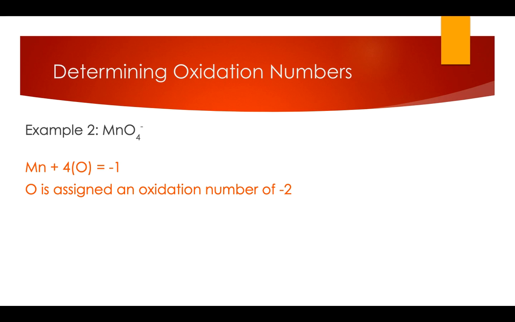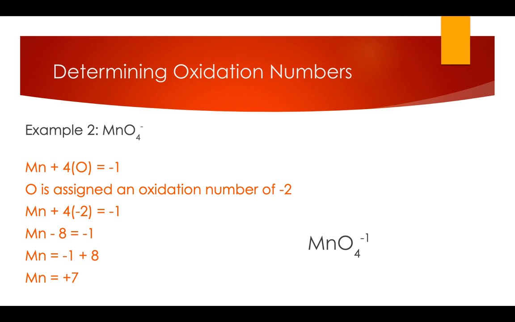Oxygen's assigned an oxidation number of -2, so we can put that information in. So Mn plus 4 -2s has to equal -1, right? So Mn minus 8 has to equal -1. Move the 8 over and add it, and we figure out that Mn has got to be +7 in order for this to work out. So here's the ion, MnO4 -1. The manganese has an oxidation number of +7, and the oxygen has an oxidation number of -2.